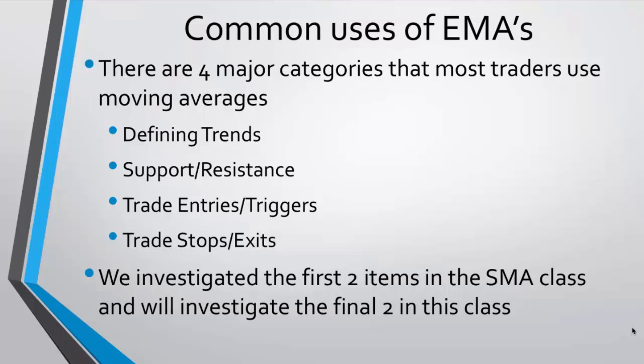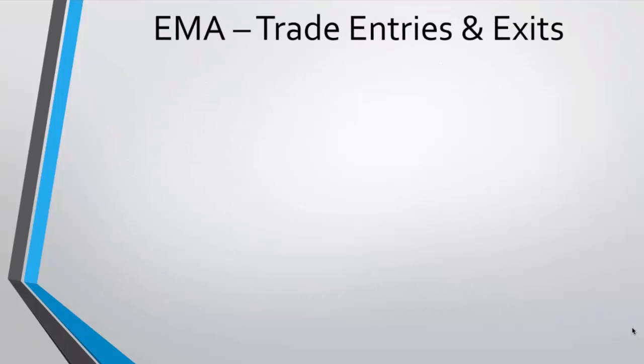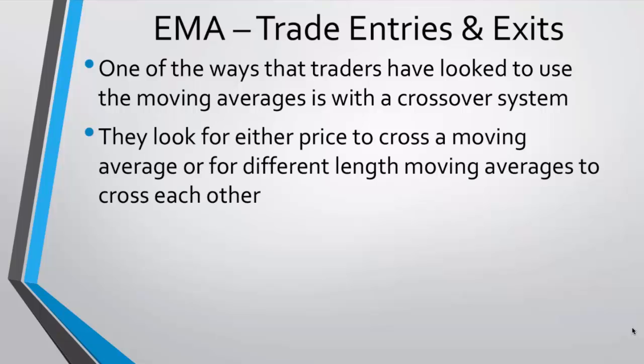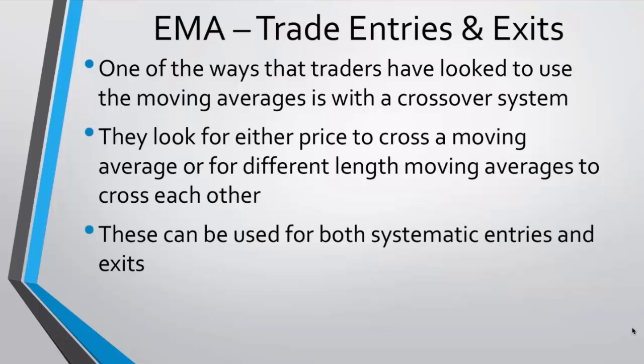So I talked about defining trends and support and resistance as the simple moving average's main uses. The exponential is a lot more common for the final two. So let's talk about EMAs and trade entries and exits. One of the ways that traders have looked to use moving averages is with a crossover system. They look for either price to cross a moving average or for different length moving averages to cross each other, so different inputs, for example, a 9 and an 18 or something like that. These can be used for both systematic entries and exits.